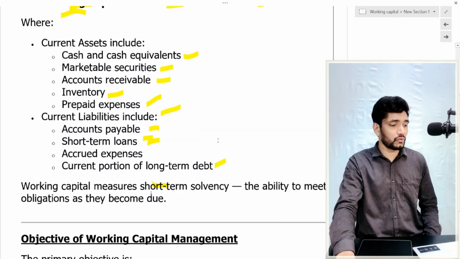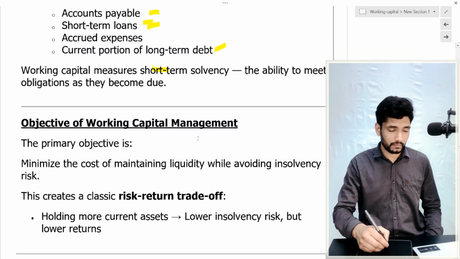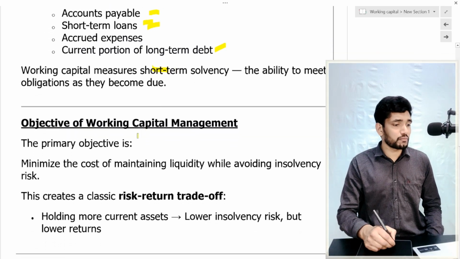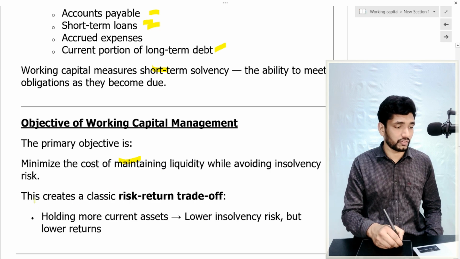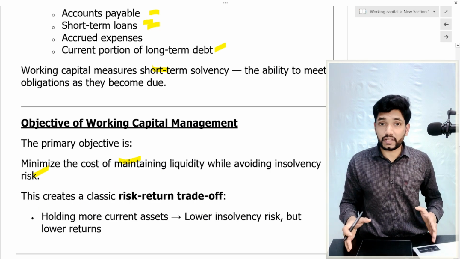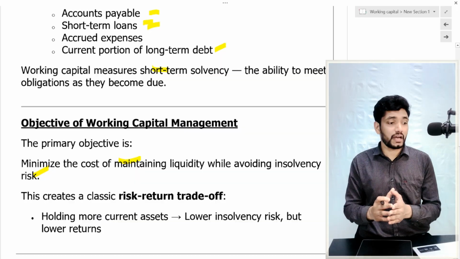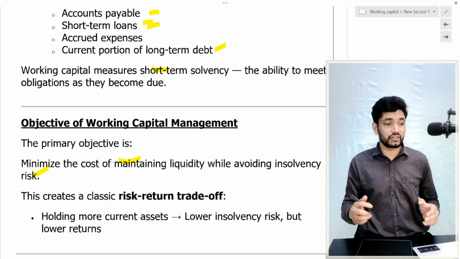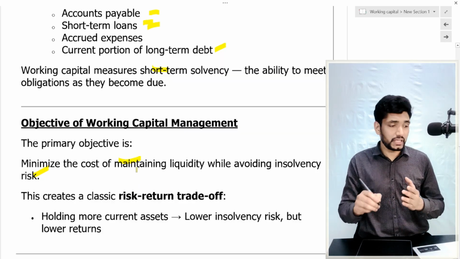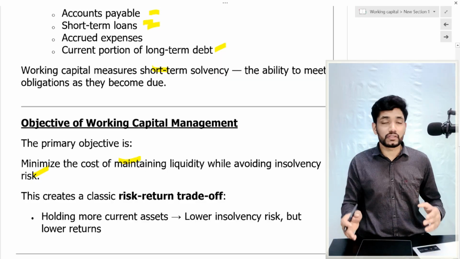Now let's move into the objectives of working capital management. The primary objective of working capital management is to minimize the cost of maintaining liquidity while avoiding insolvency risk. The company has to maintain liquidity in the business at all times with the minimum cost while avoiding insolvency risk.